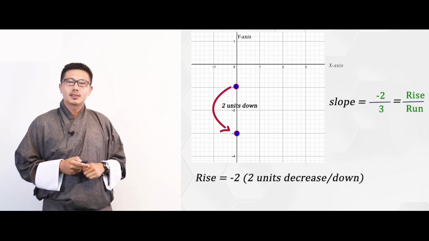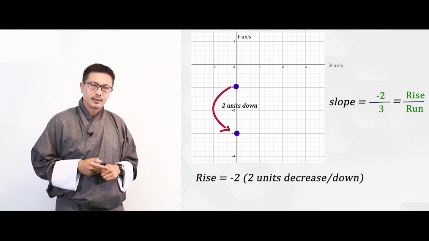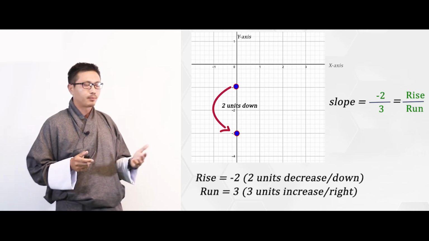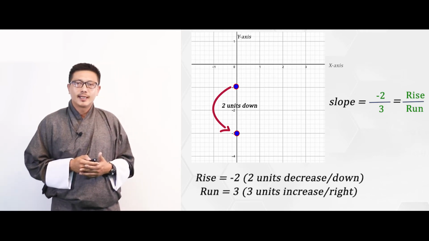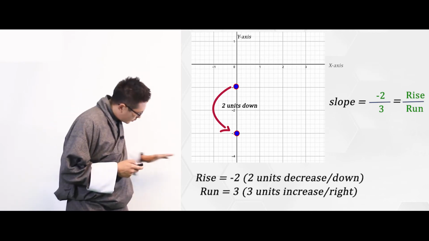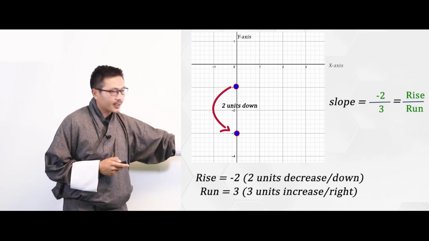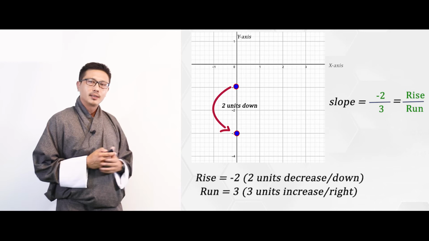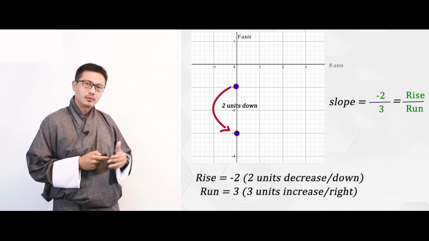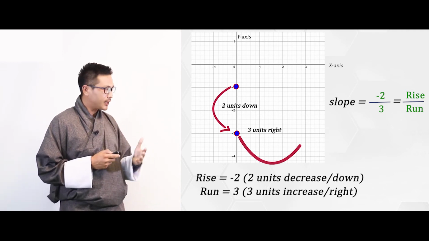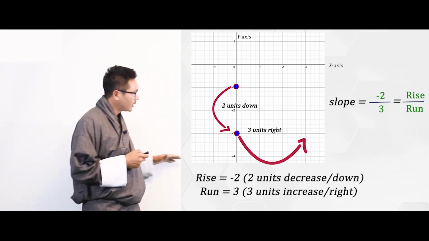Now, let us look at the value of our run. We have 3. So it's a +3 value here. And we run along the x-axis. So 3, it's a +3. So we are taking 3 units, an increasing value. So that is towards the right.